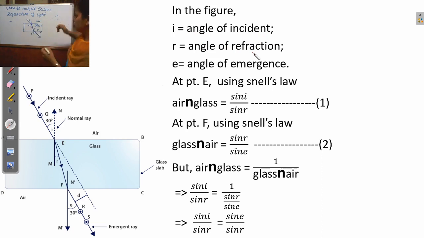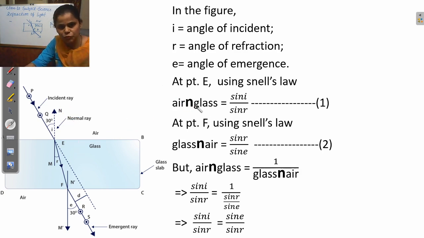And again, one thing: both angles R and R are equal, because when two parallel lines are cut by a transversal, these angles become equal. Okay, so here, using Snell's law, we know the refractive index of the second medium with respect to air, the first medium. Let's consider air as the first medium and glass as the second medium.